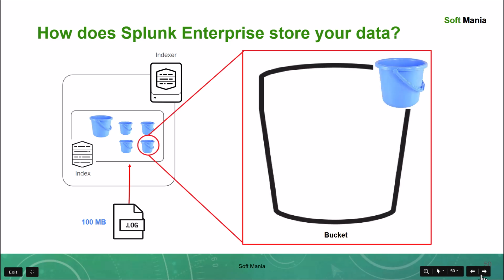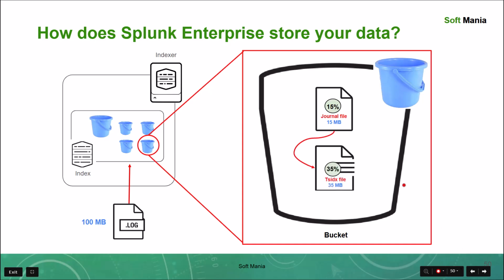But what exactly is inside the bucket? Inside each bucket, what formats are getting stored? First, the raw data gets stored compressed, as a journal file. The 100 MB log file gets compressed to around 15 percent, about 15 MB. And then once the journal file gets created, the bucket will create a tsidx file. This is like an index page in a book, where we have each and every word and it refers to which page number. That kind of tsidx file will get created.